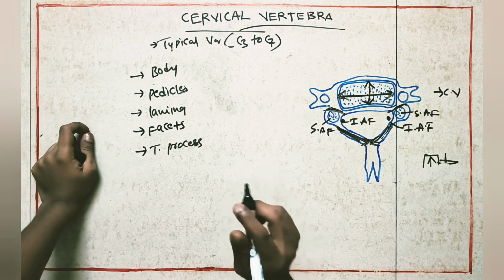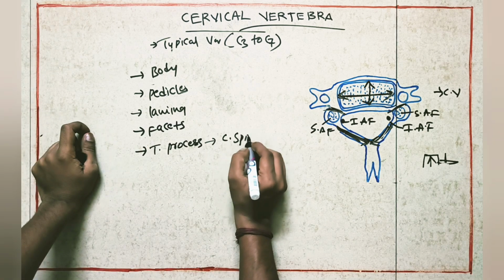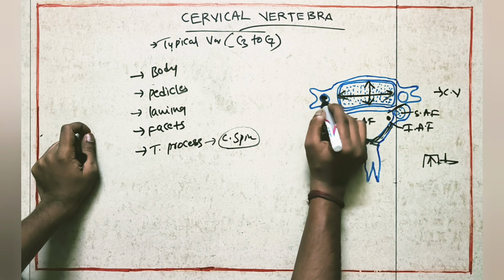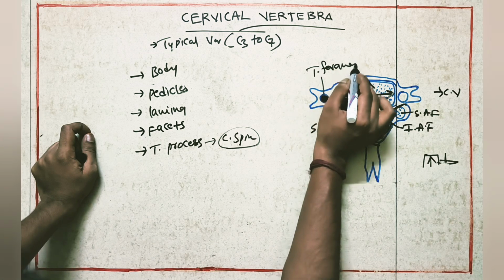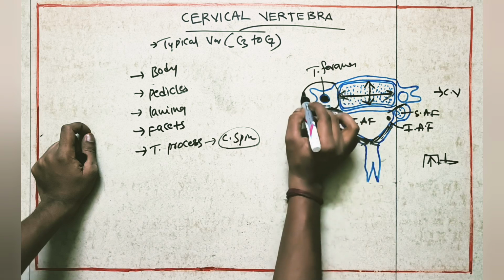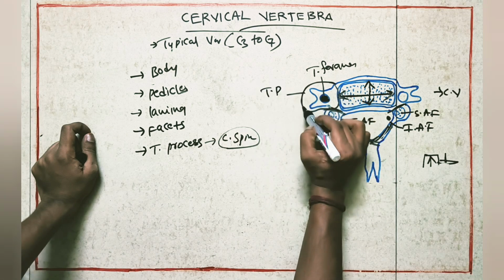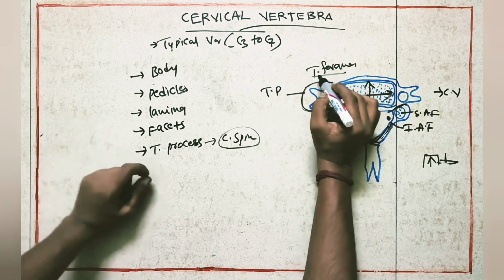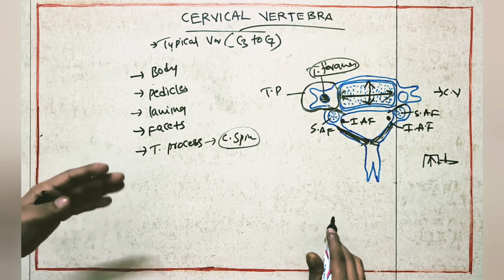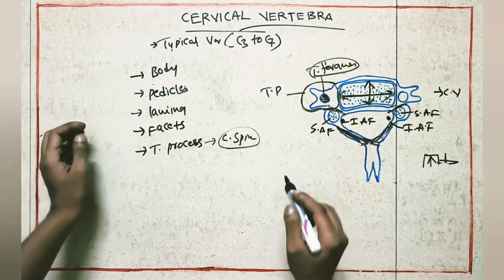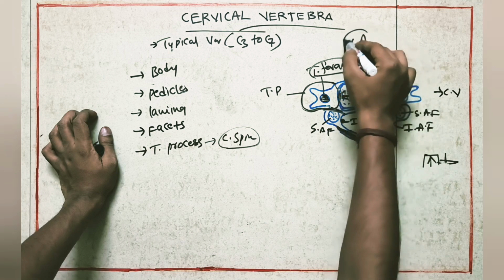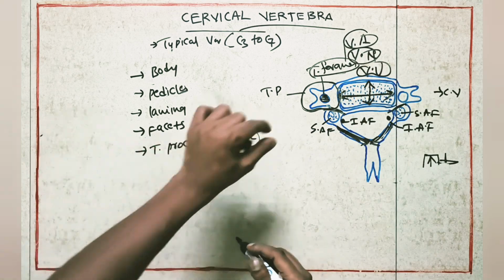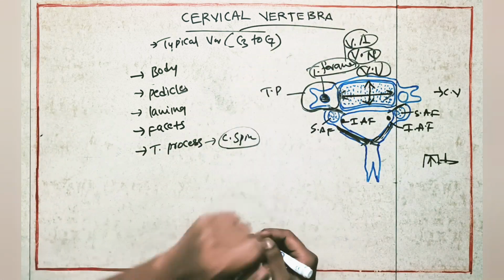The transverse process has a special structure in the cervical spine only. Here we can see a foramen, a hole. That is the transverse foramen. This complete structure is the transverse process, and in the middle we can see the transverse foramen. Through this transverse foramen some structures will pass: the vertebral artery, vertebral nerves, and vertebral veins. For those structures we have the transverse foramen.